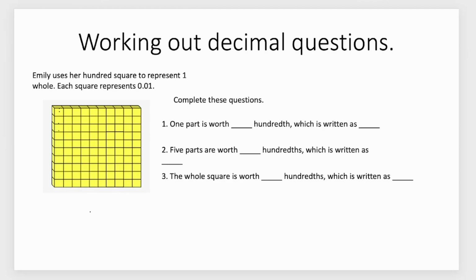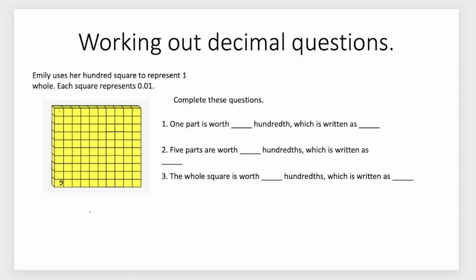Hi guys, so today we're going to be working out some decimal questions. In each of these questions we will get a model just like this one here. As you can see, it's a big yellow square, and if we read the sentence, Emily uses 100 square to represent one whole. So we know that this is a 100th square here. There's 100 parts in this square, and it says each of these squares represent 0.01.